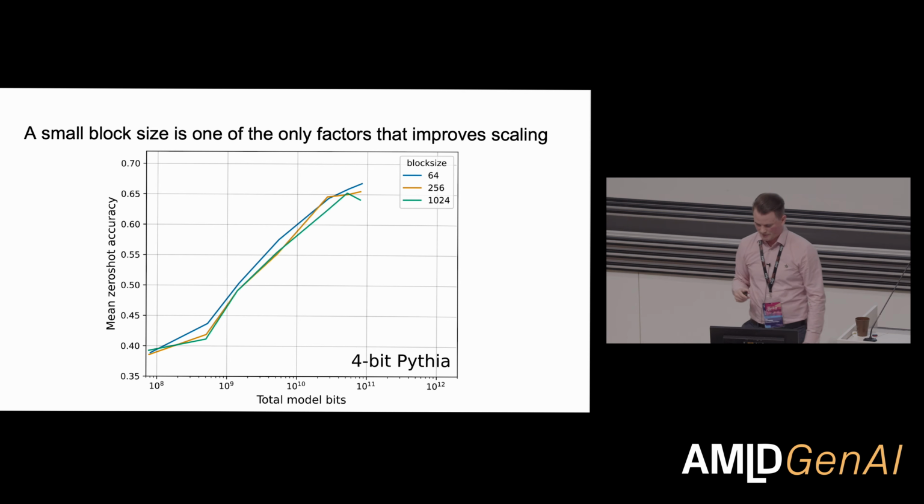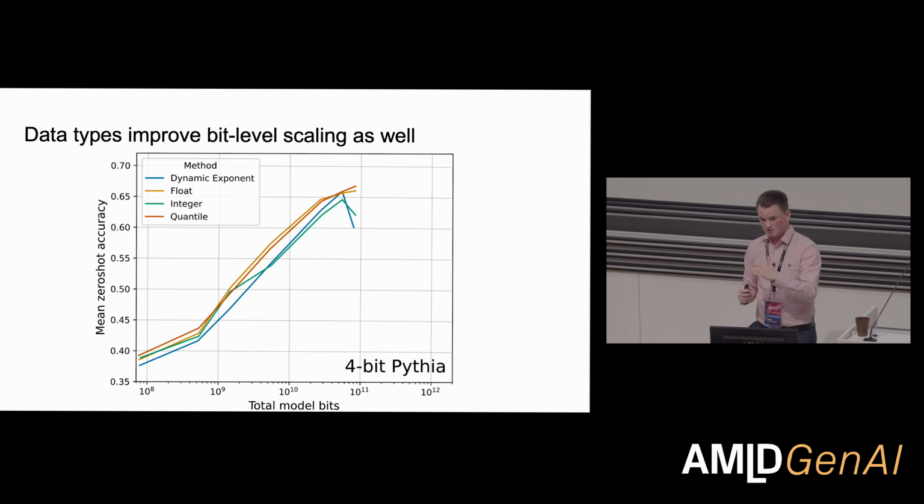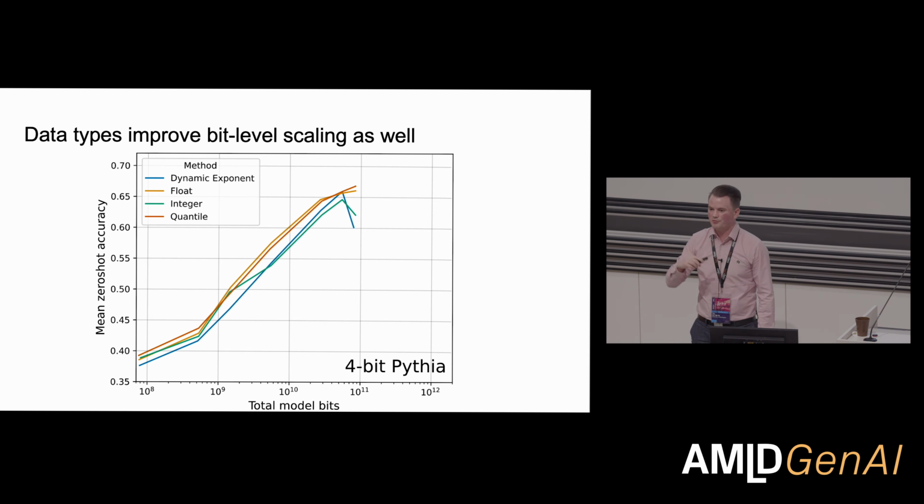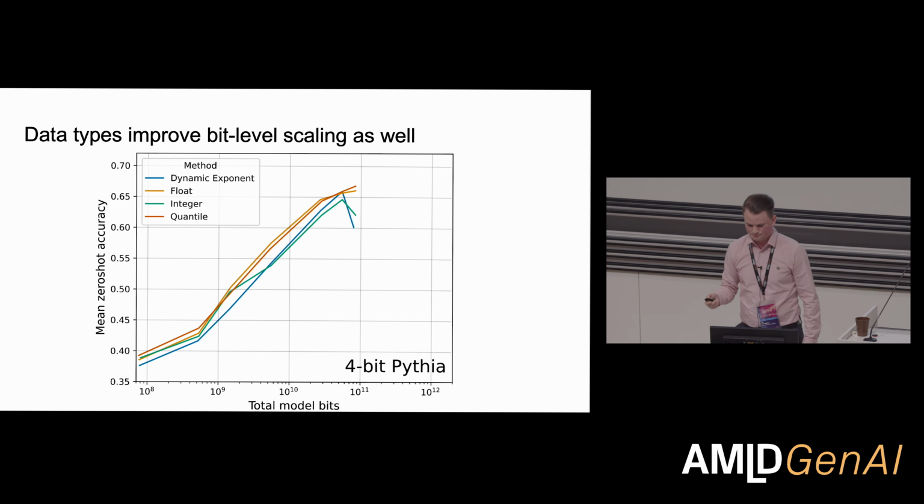Then the other thing, and that's sort of also what my research is about, is if you use specific data types that work well with neural networks, you can improve the information density. And so we see, for example, integer is not such a good data type. Dynamic exponent that I developed for ratios is also not so good. But floating points and quantile quantization, which is an information theoretically optimal data type for neural networks, that works quite well. And so these are the core insights.